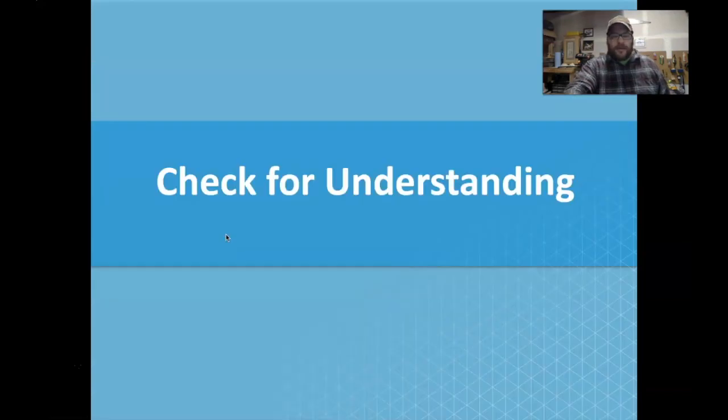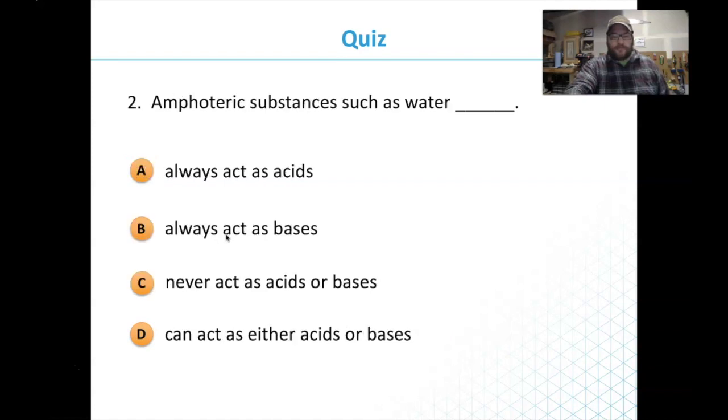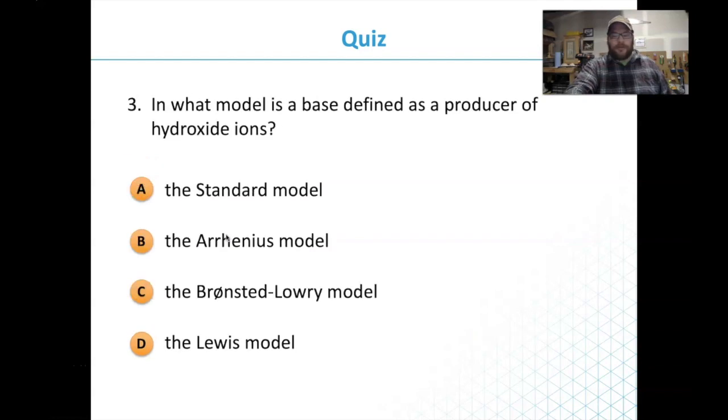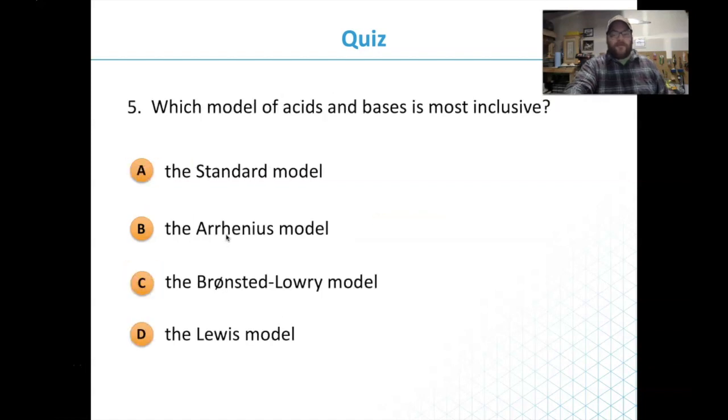And let's check our understanding. So number 1, and our solution. And number 2, and our solution. Number 3. And number 4. And number 5.